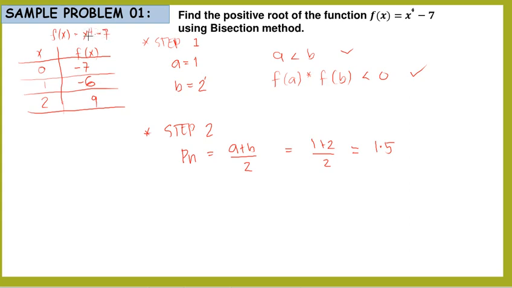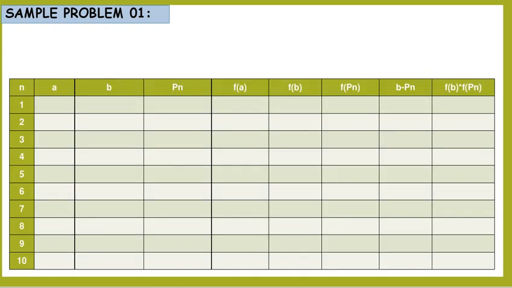So, that is 1.5 raised to 4 minus 7. That is the value of the function of P. Okay? So, para hindi tayo malito, meron tayong table dito. So, yung equation natin is x raised to 4 minus 7. That is our equation. Okay?